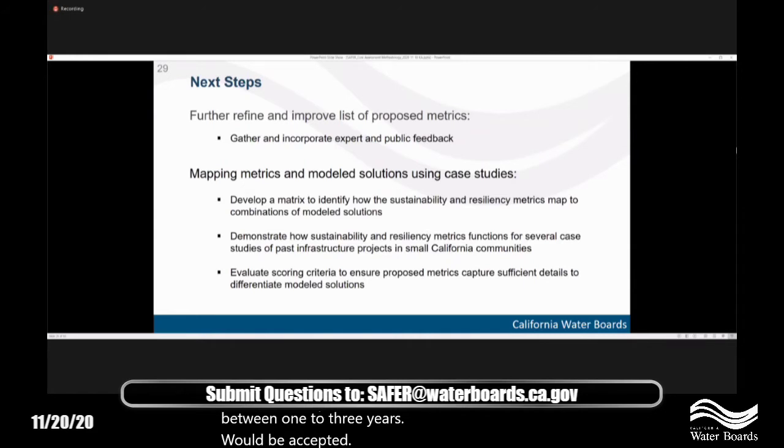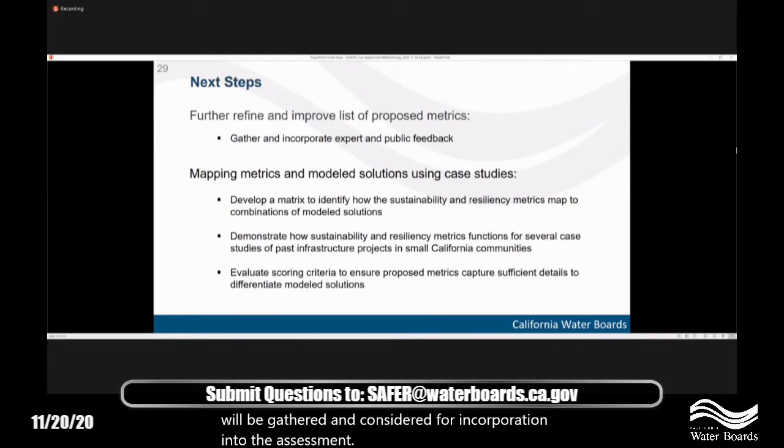For my concluding slide, I would like to present the next steps that we have planned to refine, improve, and implement the sustainability and resiliency assessment. First, public and advisory committee comments on the proposed list of sustainability and resiliency metrics will be gathered and considered for incorporation into the assessment.